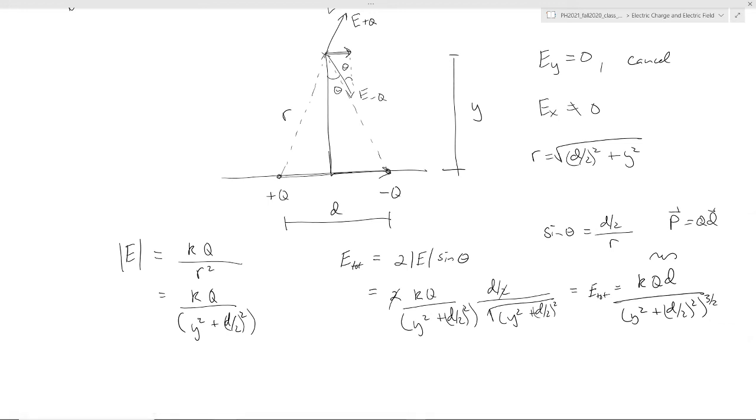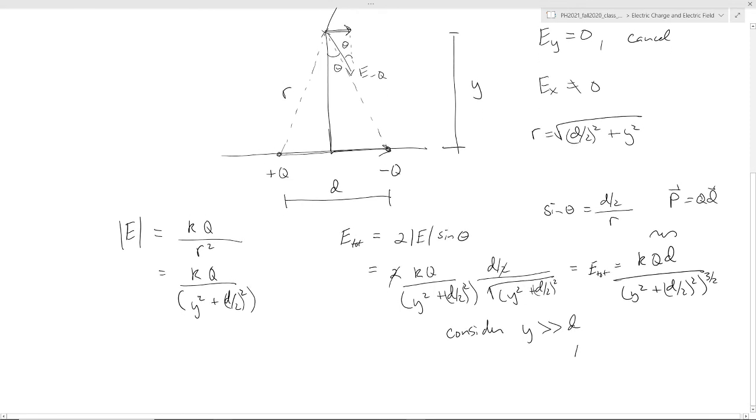But if you consider when y gets very large compared to the separation distance, d, then if you look at the denominator, you can see that it's going to be dominated by the y part. And so when that happens, this E total, let me draw it a little bit bigger, becomes approximately kqd. It's going to be y squared to the 3/2, so this would be over y cubed.